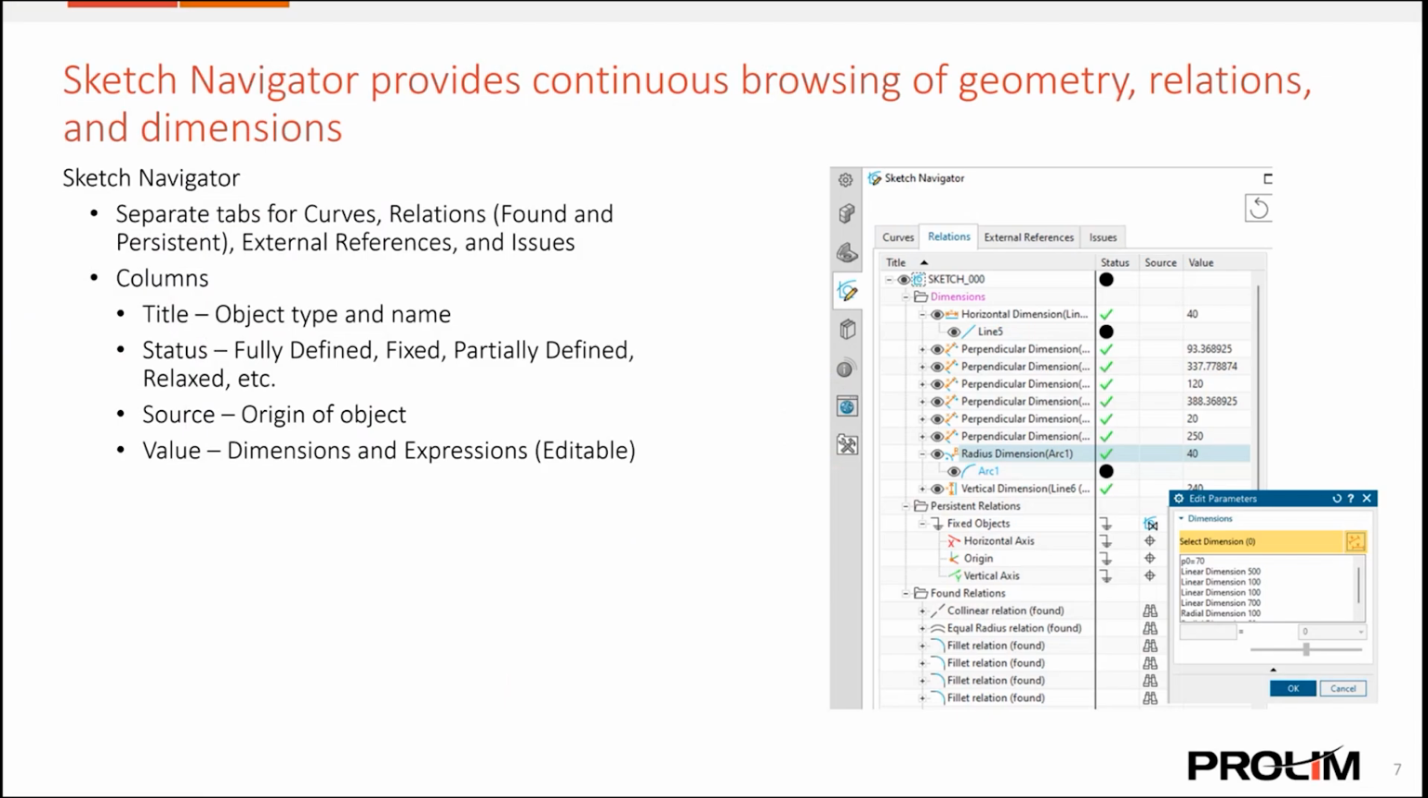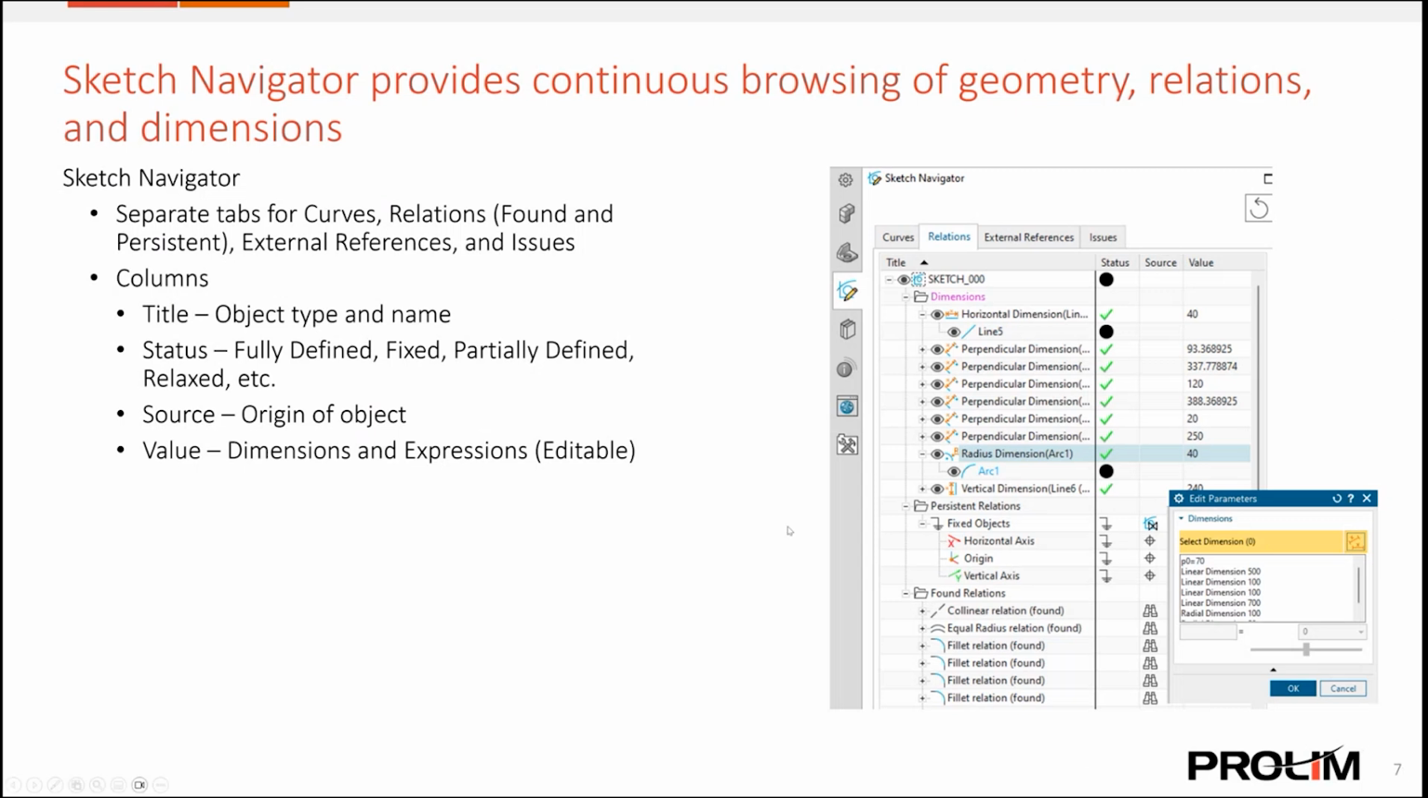Now, the Sketch Navigator now provides continuous browsing of geometry, relations, and dimensions. This is a very new enhancement, or in fact an added feature, and I think it's going to be very versatile. It may look complicated at first, but it's actually not that bad. First, I'm going to go over what it is and what you have in there and what each of these tabs mean. So first, we have our Sketch Navigator.